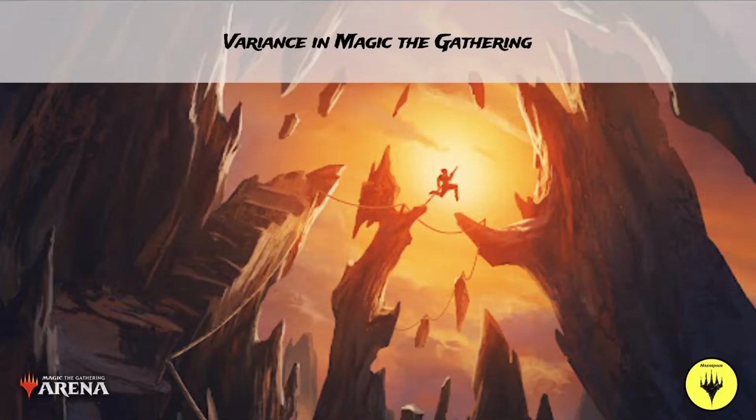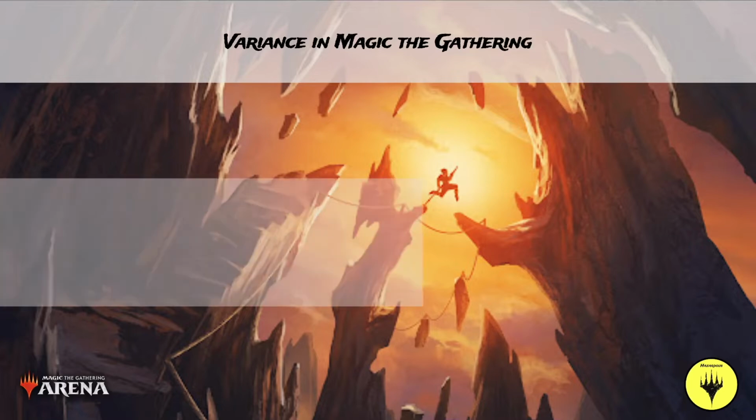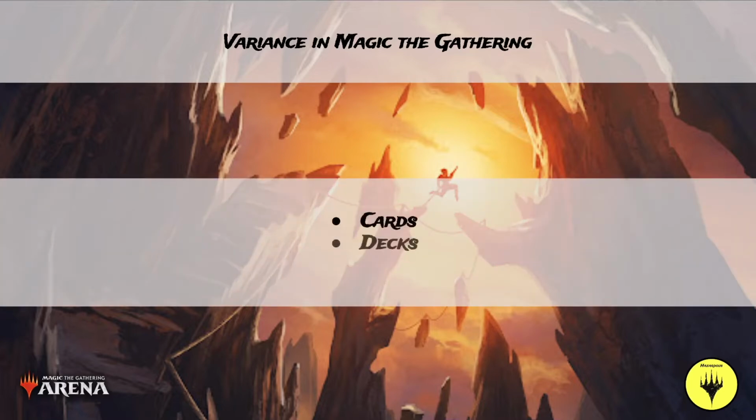Now we have seen one example for variance, but in my humble opinion you can find variance in a few different spots throughout Magic the Gathering. You can find variance in cards, in decks, and in the meta itself. So let's start with variance in cards.